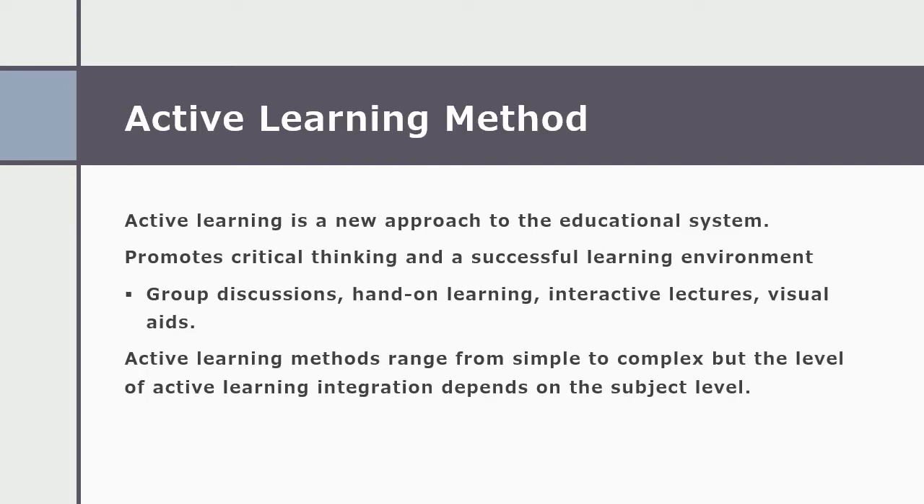Active learning method is a new approach in the educational system. It goes away from traditional teaching using textbooks and PowerPoints. Active learning promotes critical thinking and a successful learning environment. This is because students are more engaged with the lesson and can interact. Some examples of active learning are group discussions, hands-on learning, interactive lectures, and visual aids. While it does depend on the subject matter and the level of difficulty, active learning can be integrated.